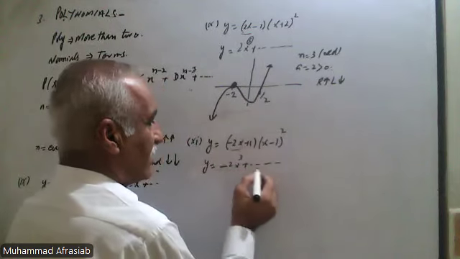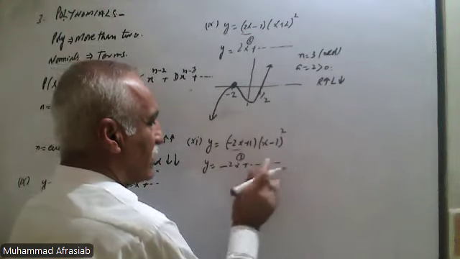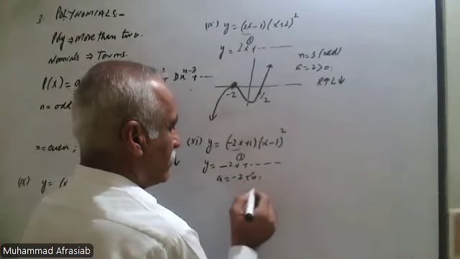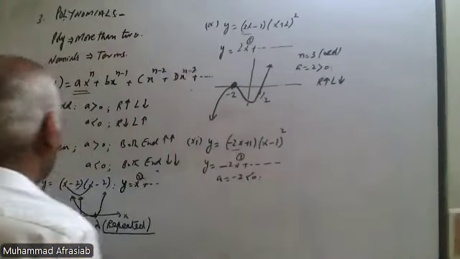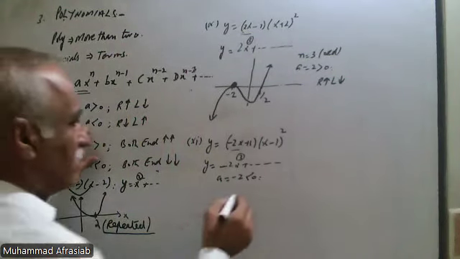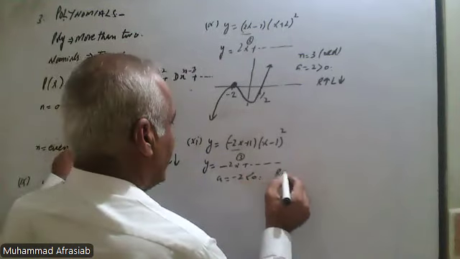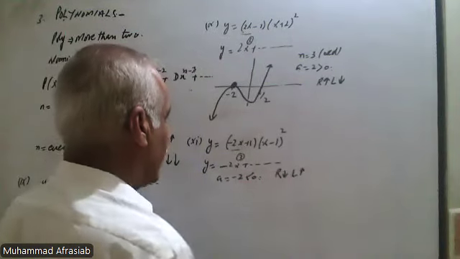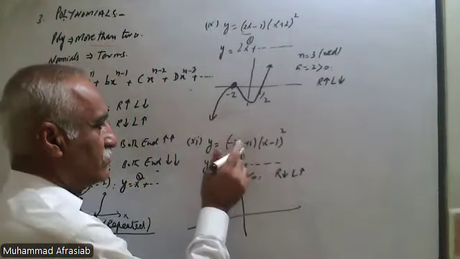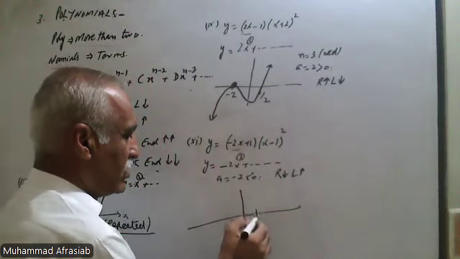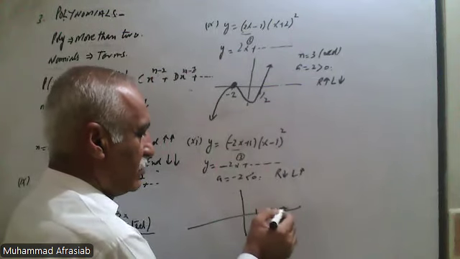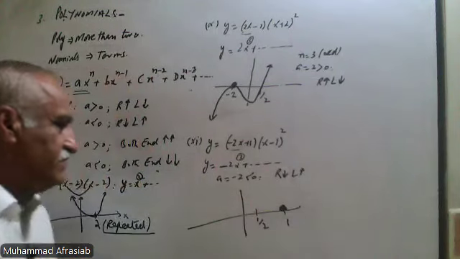Now here again n is equal to 3, which is an odd number, and a value is minus 2, which is less than 0. So for this equation, when it is having an odd number and it is less than 0, then we know that the right side will be downward and the left side will be upward. Now if this is equal to 0, x will be equal to half, and if this is equal to 0, x will be equal to 1, but at 1 there are repeated roots.